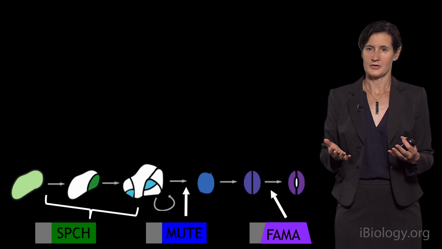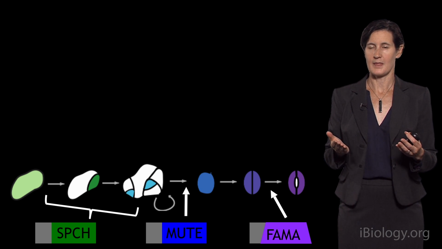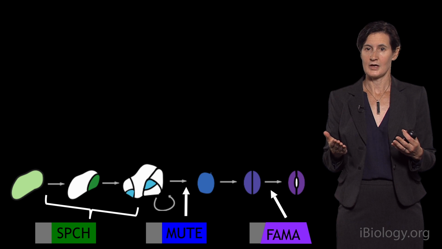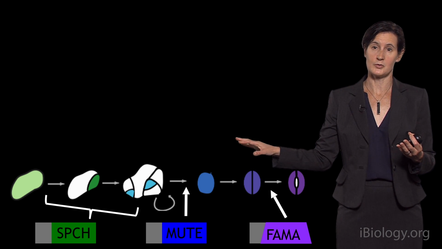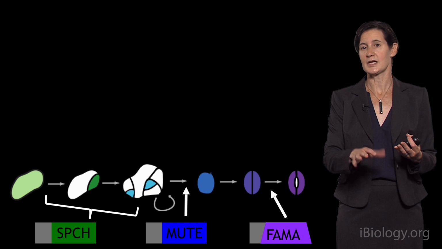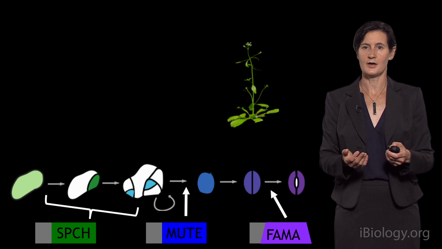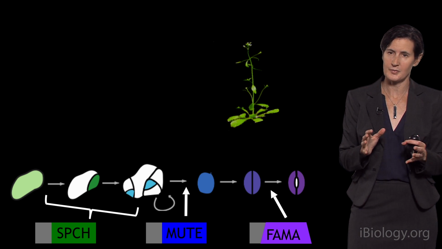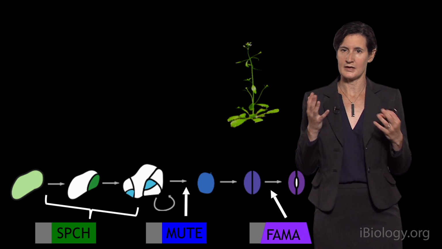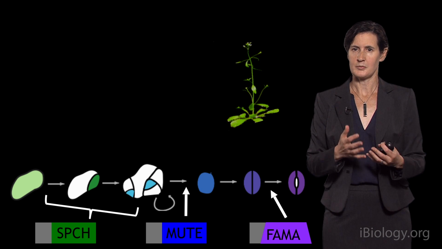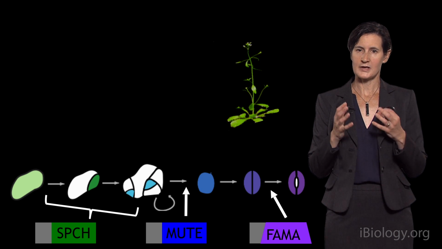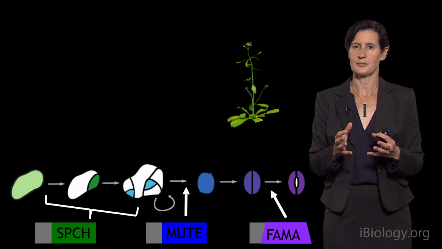So one of the things that we wanted to know is if we have a version of FAMA that can't bind to RBR anymore, what does the plant look like? So if we get rid of the normal FAMA and put this other one in, do we get a plant that's alive? And we do. We get a plant that's a little bit smaller than normal, but it makes leaves and flowers and roots. So we haven't screwed up too much. But again, we're interested in what happens at the end of this pathway.